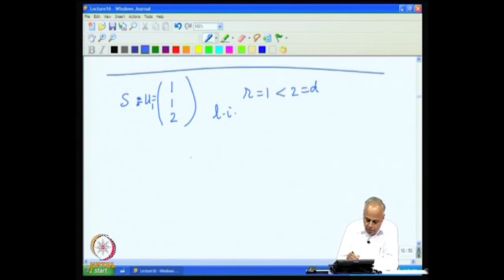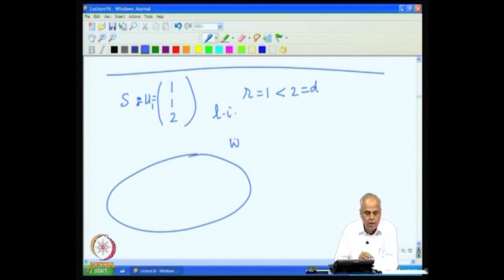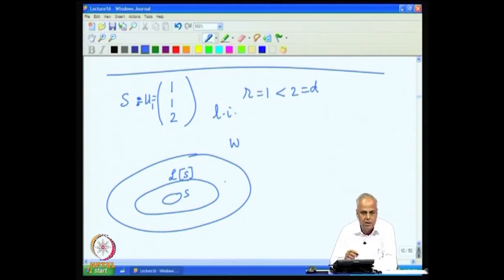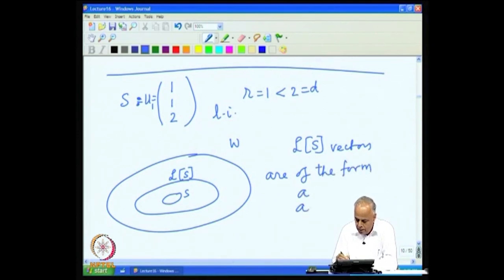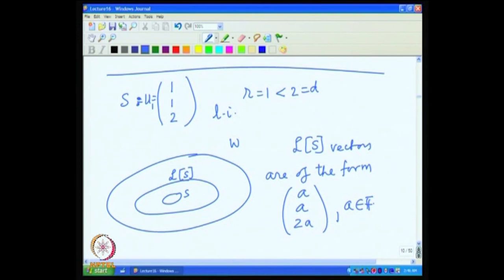How do we append this? We have this W, we had this S, now we are looking at LS. Our appending vector must come from outside LS. How does LS look? The space spanned by S consists of all multiples of U1. So, LS vectors are of the form A, A, 2A, where A is in F, because they have to be multiples of U1. That is the only vector that is available to span LS. So, all must be just multiples of this vector U1.